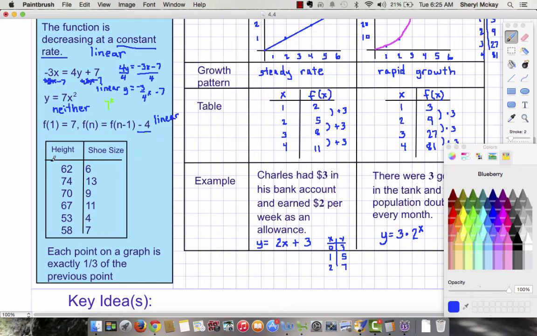Next one. Thinking about somebody's height in inches, compare that to their shoe size. If somebody is 62 inches, then their shoe size is 6. If somebody is 74 inches, then their shoe size is 13. If somebody is 70 inches, their shoe size is 9. If someone is 67 inches, their shoe size is 11. 53 inches, their shoe size is 4. 58 inches, their shoe size is 7. Is this linear, exponential, or neither?